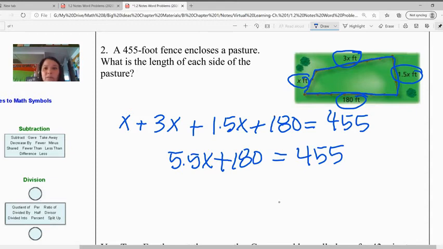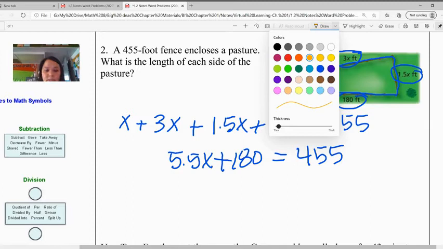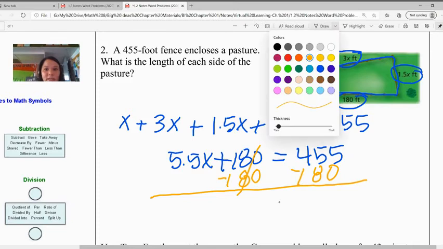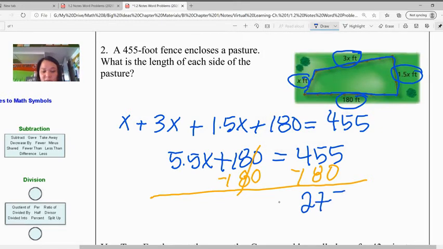Now we're going to solve for that. Remember we talked about taking the variable and covering the term with the variable. I'm going to cover the 5.5x, and I'm going to subtract 180 from both sides of the equation. Please remember, it's okay to use a calculator, and I highly recommend using one. So we do 455 minus 180, and that gives me 275 on this side of the equation. The 180 cancels out, so now we're left with 5.5x.